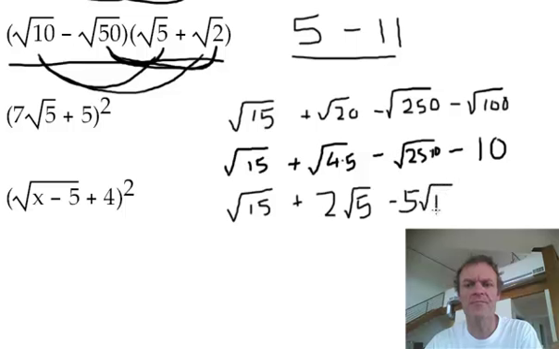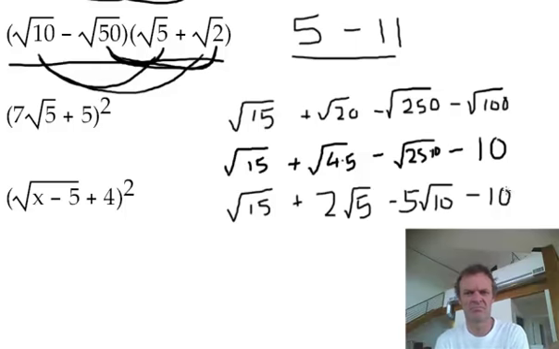with a root 10, and take away 10. This is horrible, this one. Is that it? I can't see how to combine anything there. That might be the answer. That might be it, folks. It looks like I've got a root 15, a root 5 and a root 10. Horrible looking answer, but I can't really combine anything there, so that must be it.